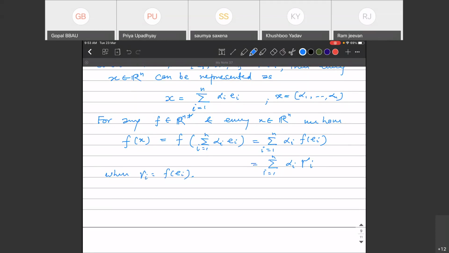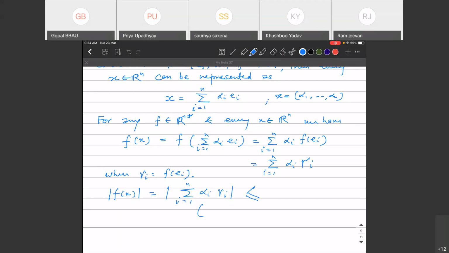So far, so good. Now use mod of f(x). So what is mod of f(x)? It would be mod of the summation i equal to 1 to n of alpha_i gamma_i. And you know how we solve this kind of thing using the Cauchy-Schwarz inequality.